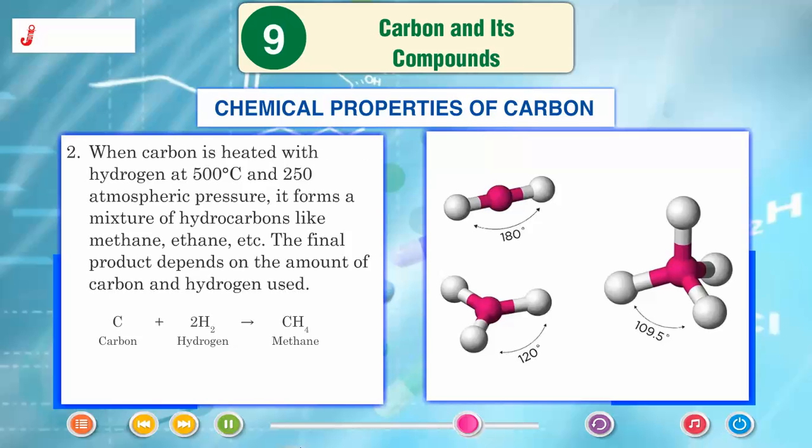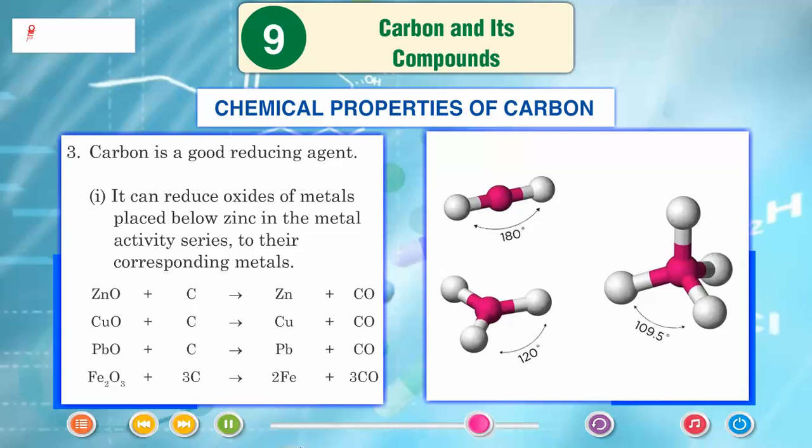When carbon is heated with hydrogen at 500 degrees centigrade and 250 atmospheric pressure, it forms a mixture of hydrocarbons like methane, ethane, etc. The final product depends on the amount of carbon and hydrogen used. C (carbon) plus 2H2 (hydrogen) gives CH4 (methane). Carbon is a good reducing agent. It can reduce oxides of metals placed below zinc in the activity series to their corresponding metals. ZnO plus C gives Zn plus CO, CuO plus C gives Cu plus CO, PbO plus C gives Pb plus CO, Fe2O3 plus 3C gives 2Fe plus 3CO.